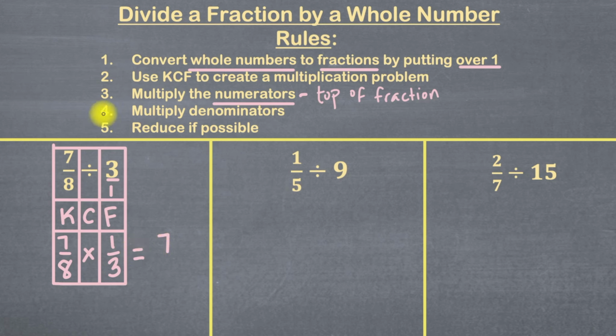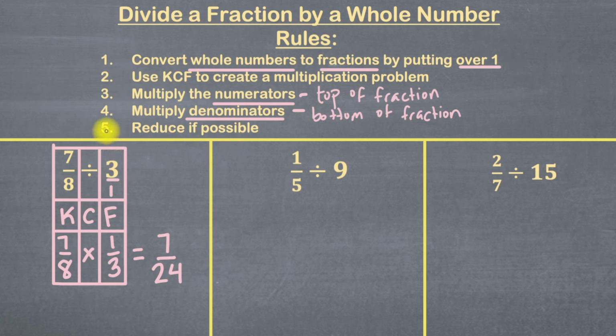Now we can go to rule 4, which is to multiply the denominators. And in case you don't remember, the denominators are just the bottoms of the fractions. So we'll put our line, and then we'll multiply the bottoms of our fractions. 8 times 3. And what's 8 times 3? Well, that's 24.